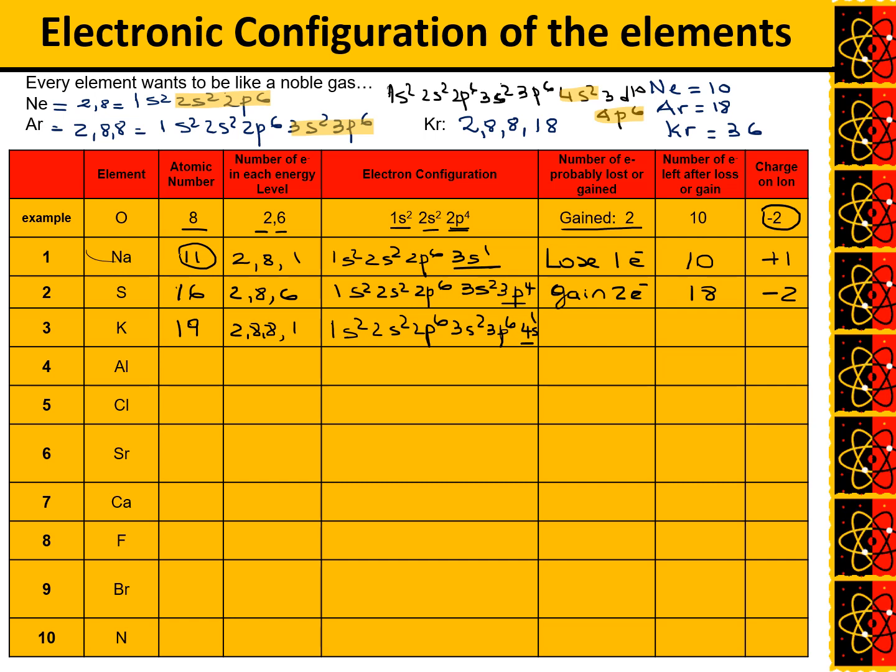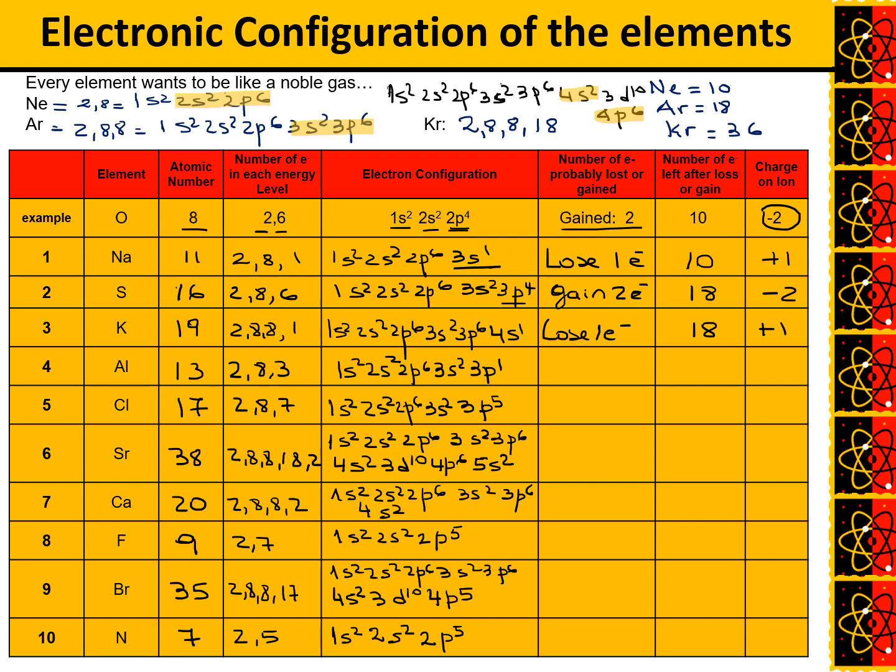We have 3s1 here, lose 1 electron, become 1 positive. 4s1, lose 1 electron, and instead of 19, it's going to have 18 electrons, so it's going to become +1. Okay, I did complete the atomic number for the elements that were missing, the amount of electrons in each level that you can confirm in the periodic table, and also the electronic configuration.